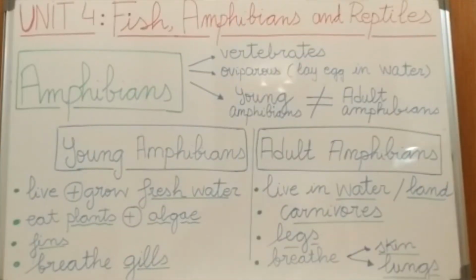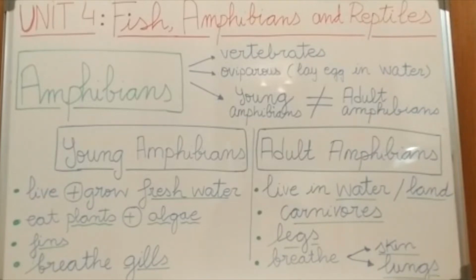Let's continue now with the second group of vertebrate animals that we are studying in this unit, the amphibians. What can you tell me about amphibians? I think that the most famous amphibian that you know is the frog, but we have some others. Okay, the main characteristic about the amphibians is that they are vertebrates. All of them are vertebrate animals. They are oviparous. They reproduce through eggs. They lay soft eggs in water.